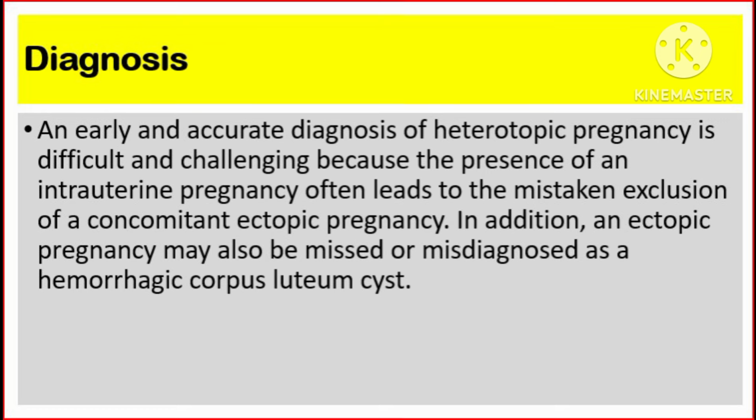Diagnosis: an early and accurate diagnosis of heterotopic pregnancy is difficult and challenging because the presence of an intrauterine pregnancy often leads to the mistaken exclusion of a concomitant ectopic pregnancy. In addition, an ectopic pregnancy may also be missed or misdiagnosed as a hemorrhagic corpus luteum cyst.